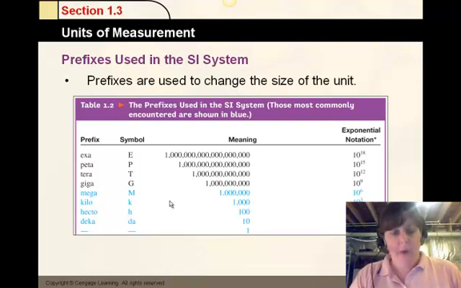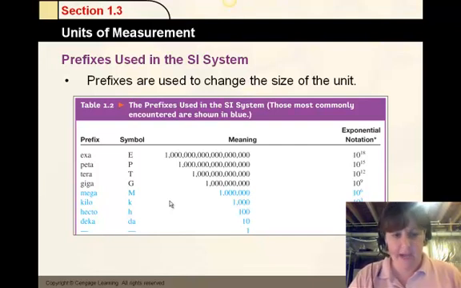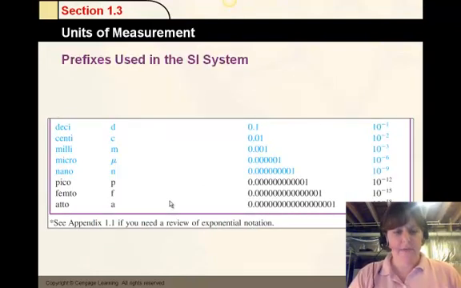Why do we use prefixes? Because we change the size of the unit. We want to go from gigameters to centimeters, which, by the way, centi is not even on here, but nonetheless, we can use the prefix naming system. Here it is, the rest of it. Deci, centi, milli, micro, nano. These are other ones that are probably more familiar.